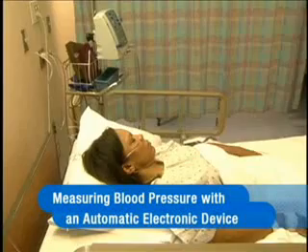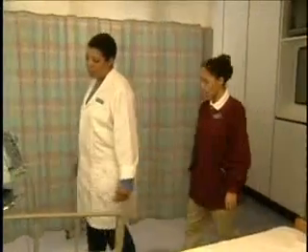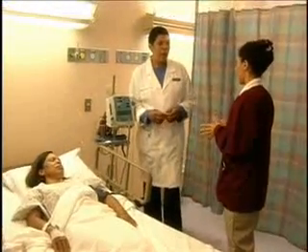Mrs. Little? So this is Mrs. Little. She's recovering from her surgery this morning. The nurses have her on an automatic electronic machine to monitor her blood pressure. Now, do you usually use automatic machines after surgery?